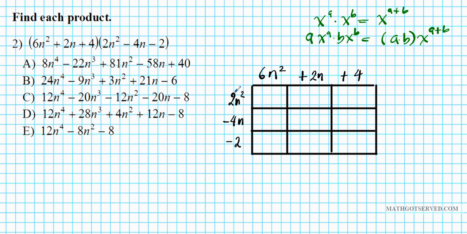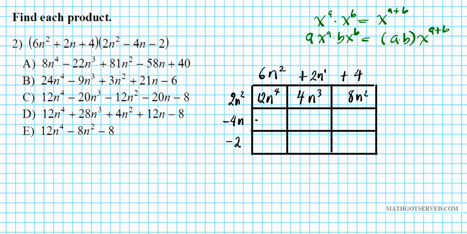So 2n squared times 6n squared, 2 times 6 is 12, n to the 2 plus 2, which is 4. 2n squared times 2n, 2 times 2 is 4, n squared times n. Imagine this is n to the first power. Okay, so you add the powers, you have n to the third. 2n squared times positive 4. Imagine there's an n to the 0 here. 2 times 4 is 8n squared, because 2 plus 0 is 2.